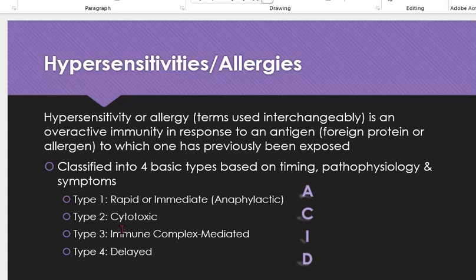And this is discussed in your book. Chapter 17 starts on page 333. The 4 different types are discussed on page 334.